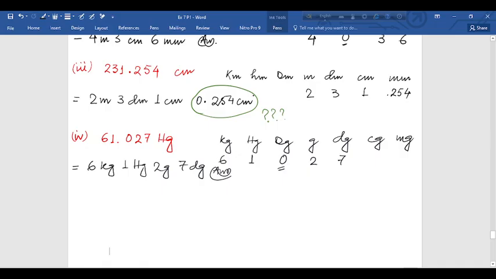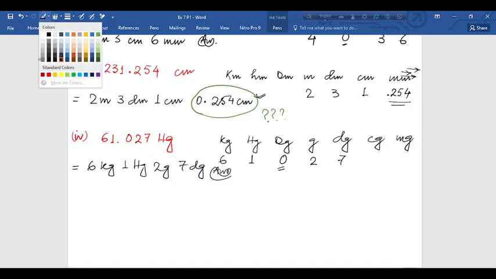In this case, why we had to keep it in this decimal position? Because after millimeter we cannot stretch it.